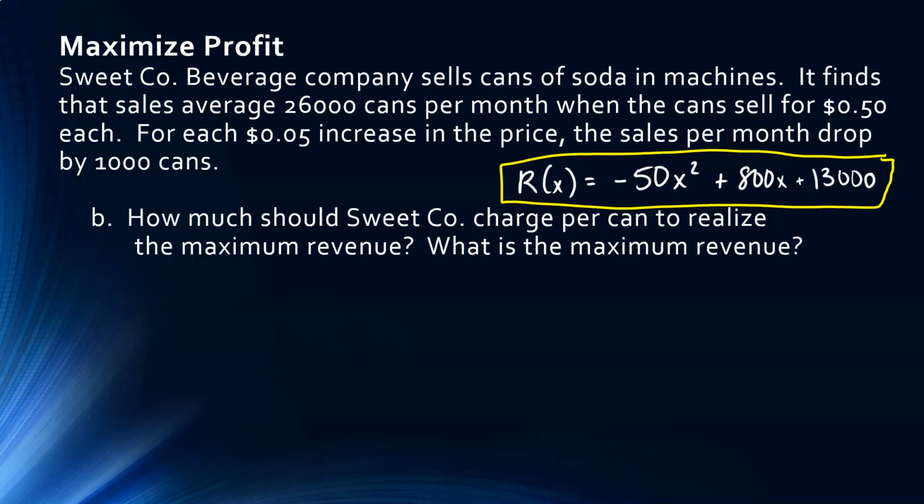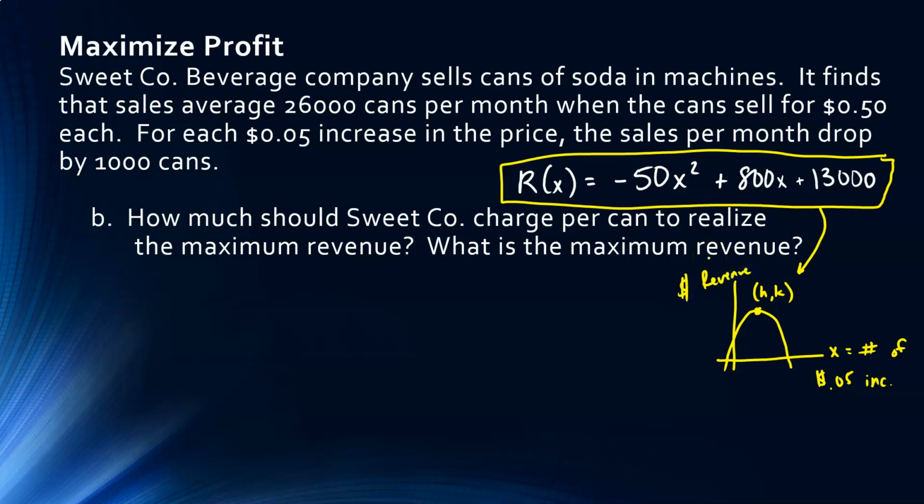Okay, so how do we figure this out? Well, remember, let's think about this logically. This graph, I don't know exactly what it's going to look like, but we know it's going to be a parabola, and it's going to be pointing downwards. And so the maximum revenue is going to be the vertex of that graph. And in this situation, the x, remember, represents the number of 5-cent increases, and the y-axis would represent your revenue. That's how much money you're making.